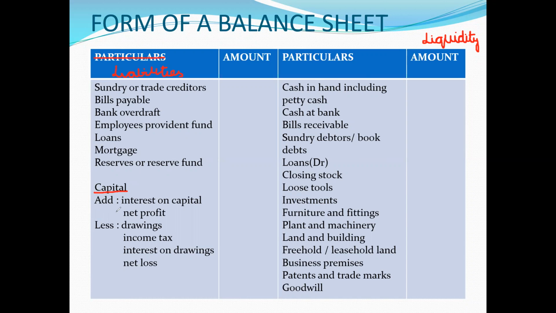और capital के अंदर net profit हम add करते हैं, interest on capital is also added, then drawings are subtracted. We know that income tax is a personal drawing, a drawing from the proprietor's capital, so we subtract income tax also from the capital, and interest on drawings is also subtracted, and net loss. So the items to be added in the capital are interest on capital and net profit, and items to be subtracted from capital are drawings, income tax, interest on drawings and net loss. ये चारों से हमारी capital reduce होती है, इसलिए हमने subtract कर दिया.